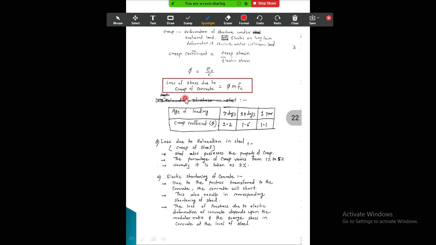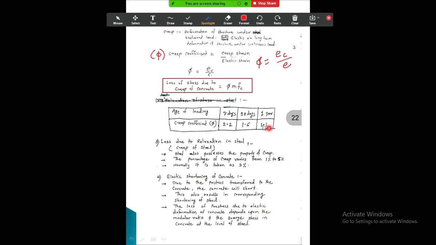The loss of stress due to creep of concrete is phi into m into fc, where phi is the creep coefficient, and it is calculated as creep strain divided by elastic strain. The creep coefficient is denoted by the letter phi, and phi is equal to creep strain divided by elastic strain. So we will get the creep coefficient value.